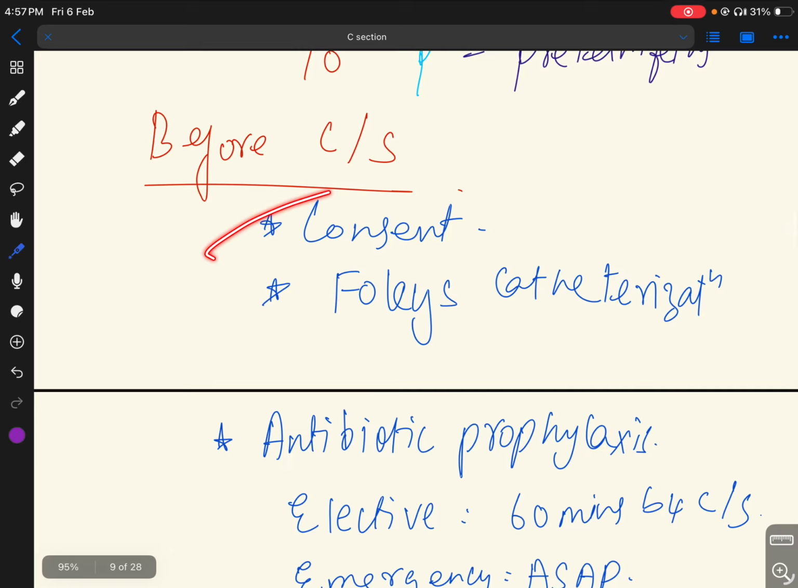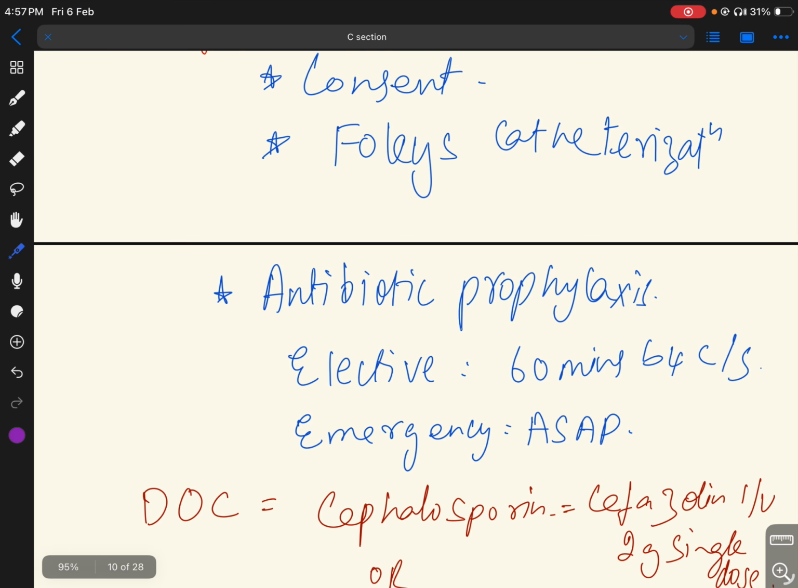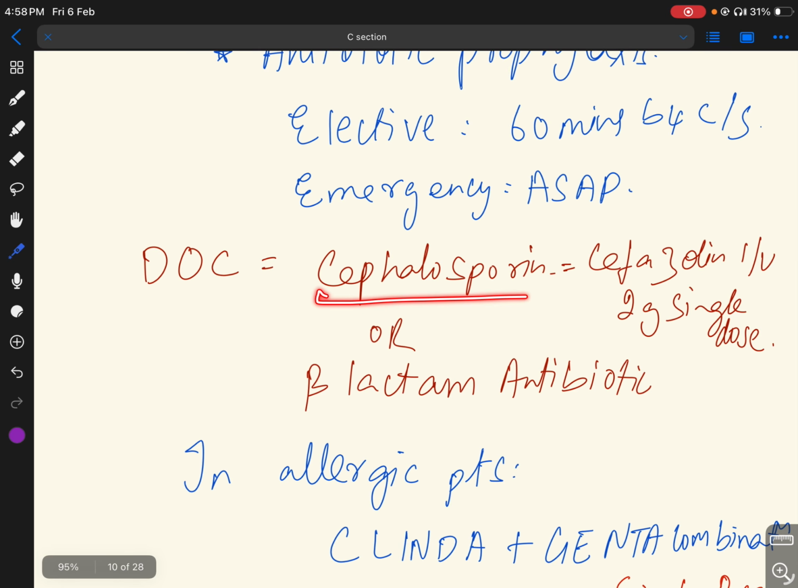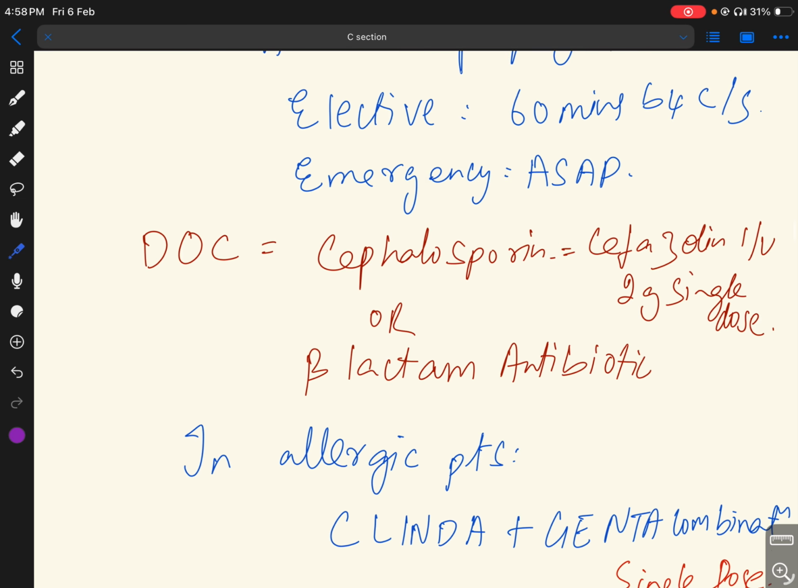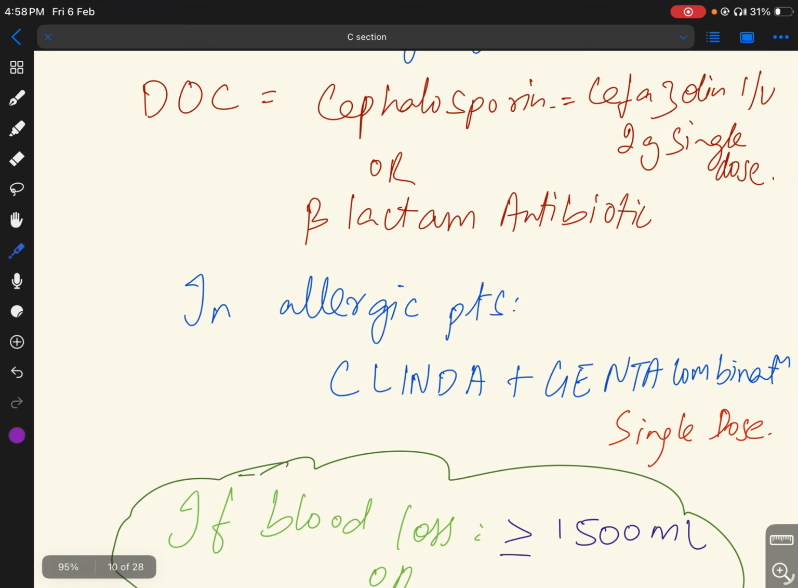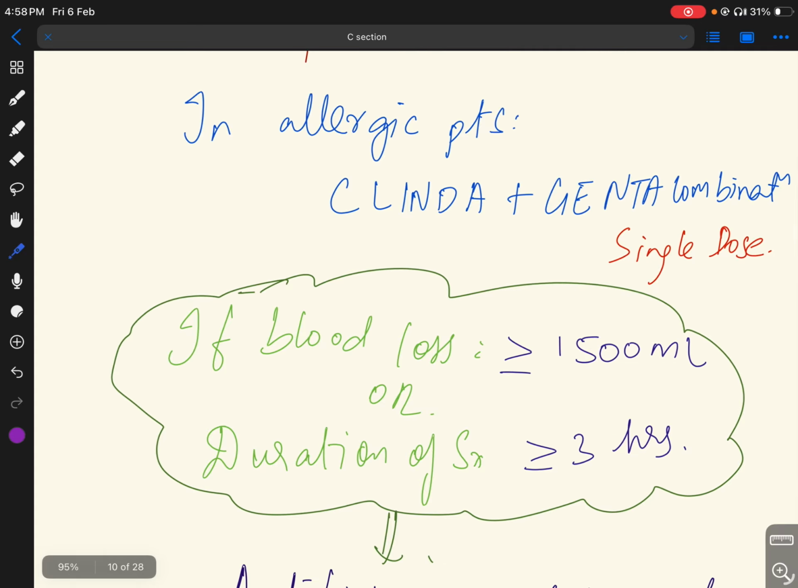Before C-section, you have to ask for consent and Foley's catheterization should be done. Antibiotic prophylaxis should be given: in case of elective C-section, 60 minutes before, and in case of emergency C-section, as soon as possible. The drug of choice is cephalosporin. Most commonly used is cefazolin IV, 2 grams single dose, or a beta-lactam antibiotic. In patients who are allergic to cephalosporin or beta-lactam antibiotics, you can use clindamycin plus gentamicin combination single dose.